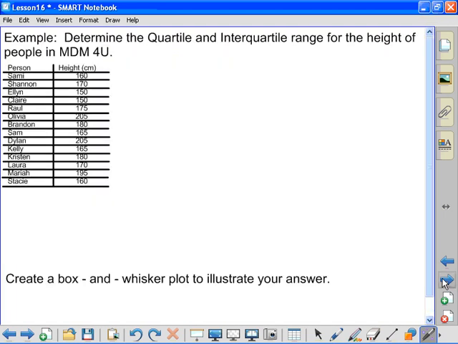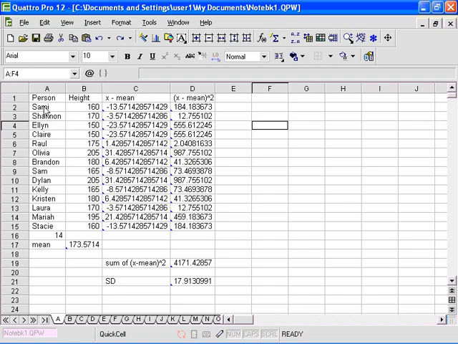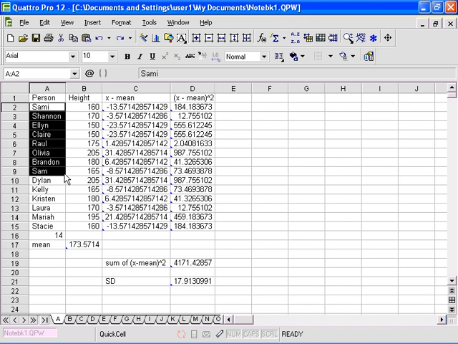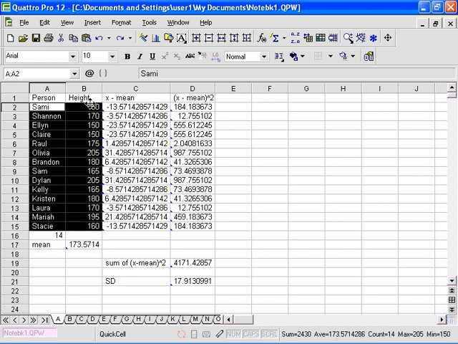So here's an example. Determine the quartiles and interquartile range for the height of people in data management. I've already entered the data into the spreadsheet software, going back to the previous example where we had to calculate standard deviation. The neat thing with spreadsheet software is that the height has to be in ascending or descending order. Ascending is preferable. So how do I sort that yet keep the person's name with them?